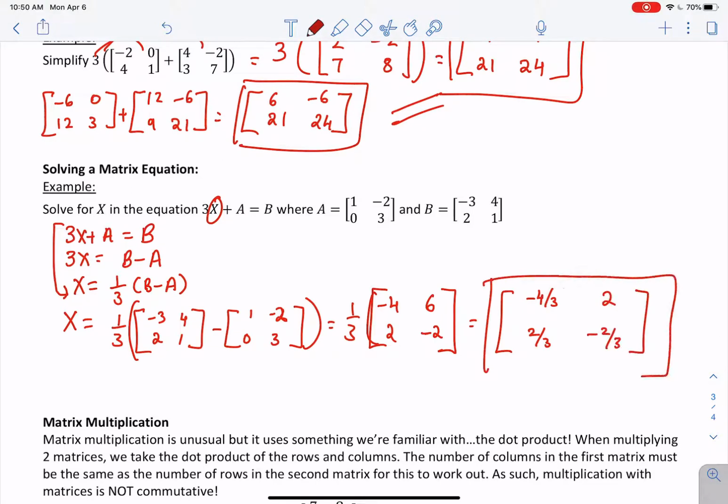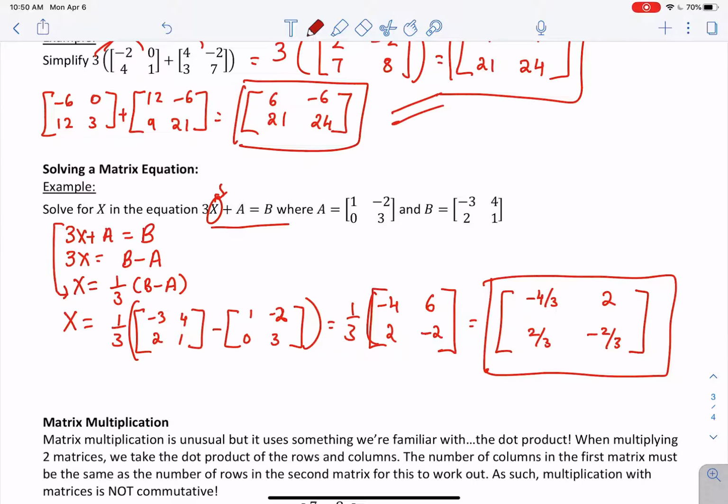And that would be what the X matrix is. To check, you can also substitute it back in and see if, when you put this matrix in for X, all of this stays true or not.